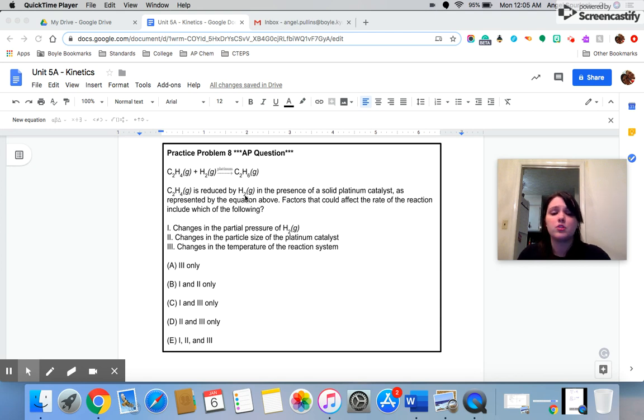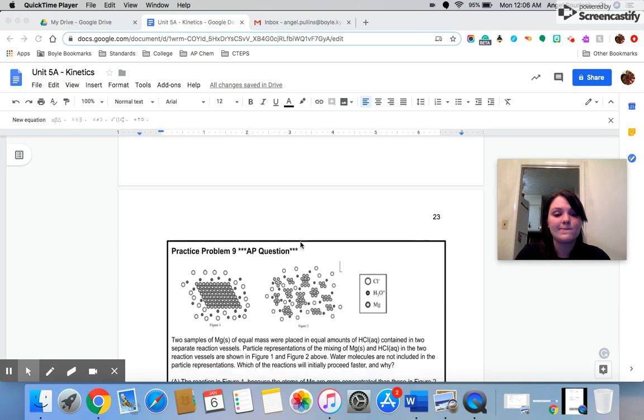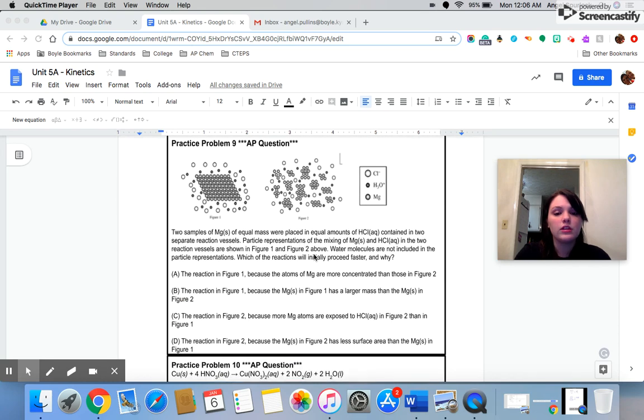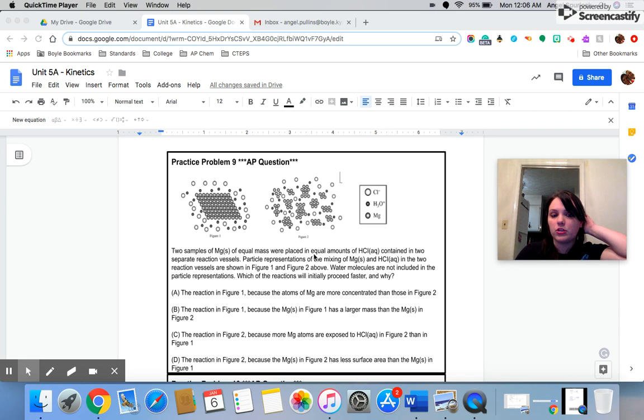Finally, changes in the temperature. We already know that changes in the temperature work this way. So the correct answer here is going to be E. So let's move on to question number 9. Question number 9, it's got lots of pictures. So let's take a look.